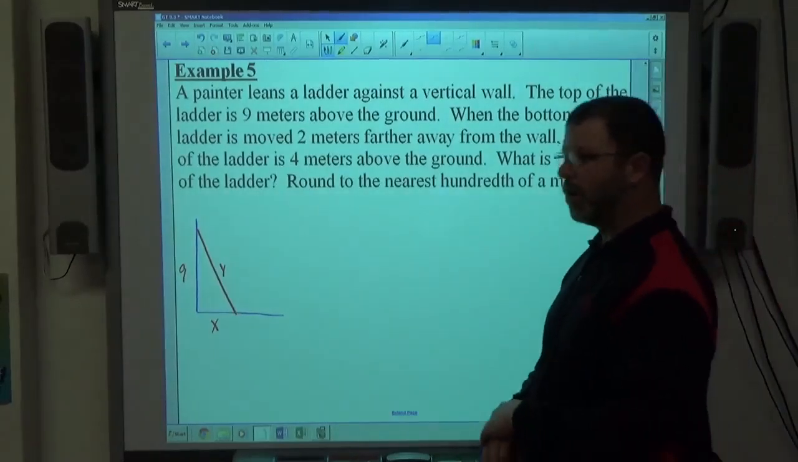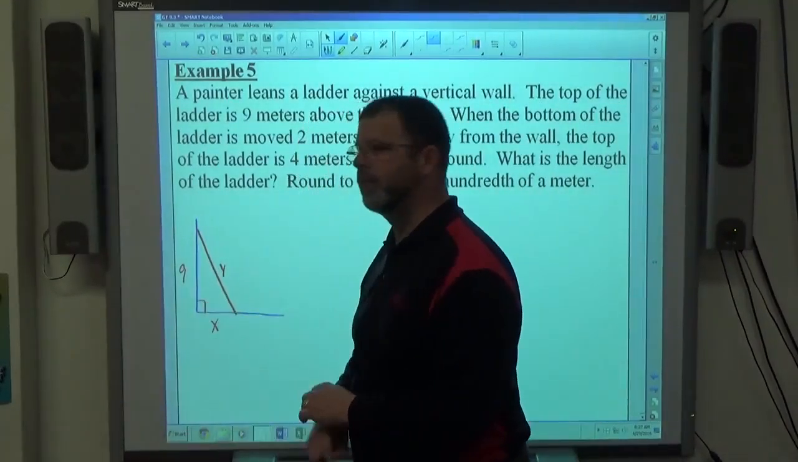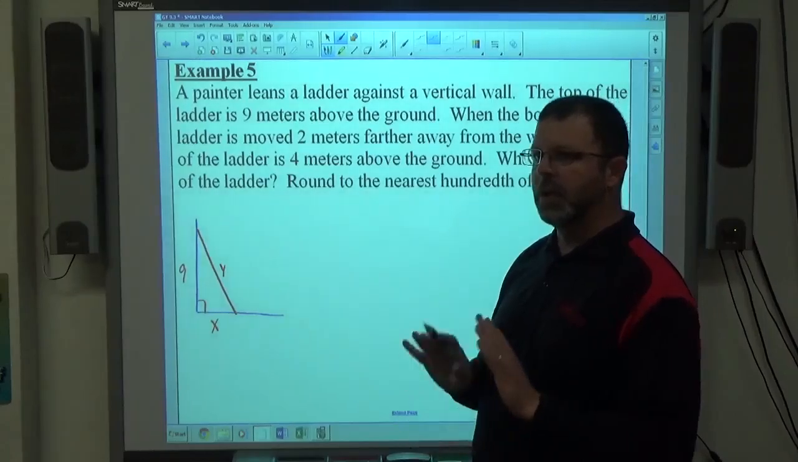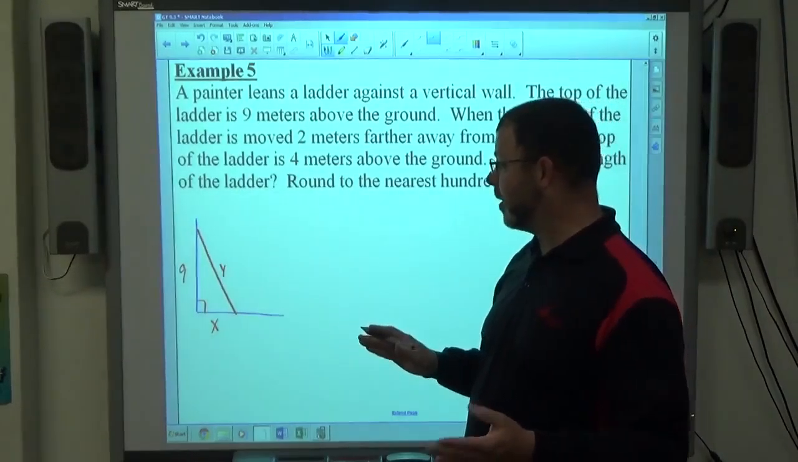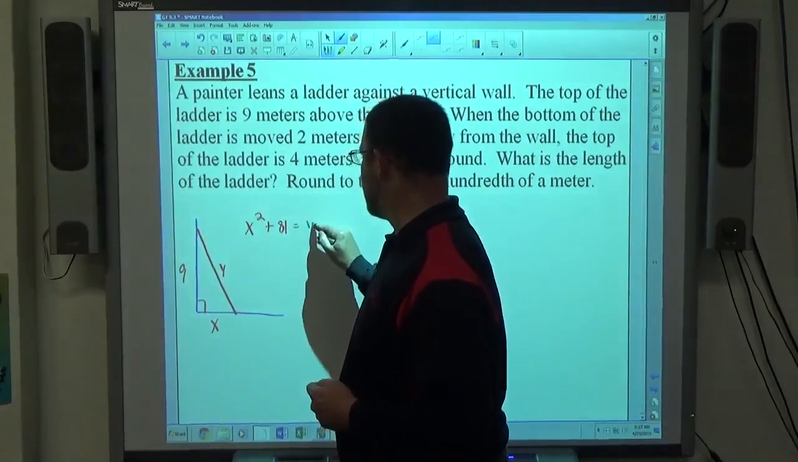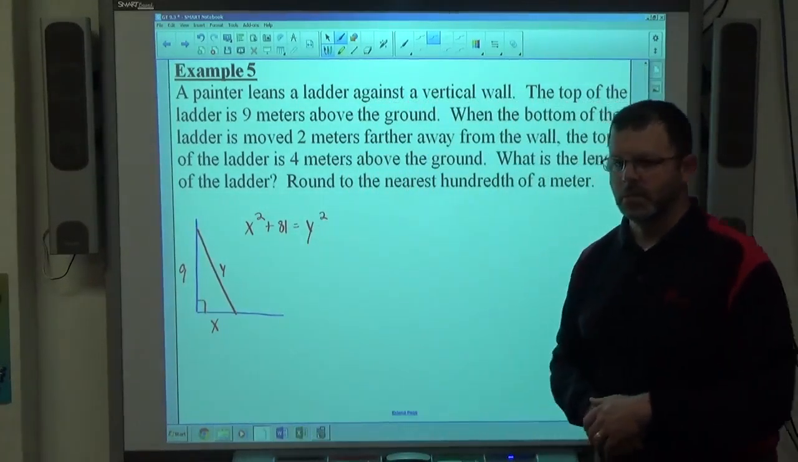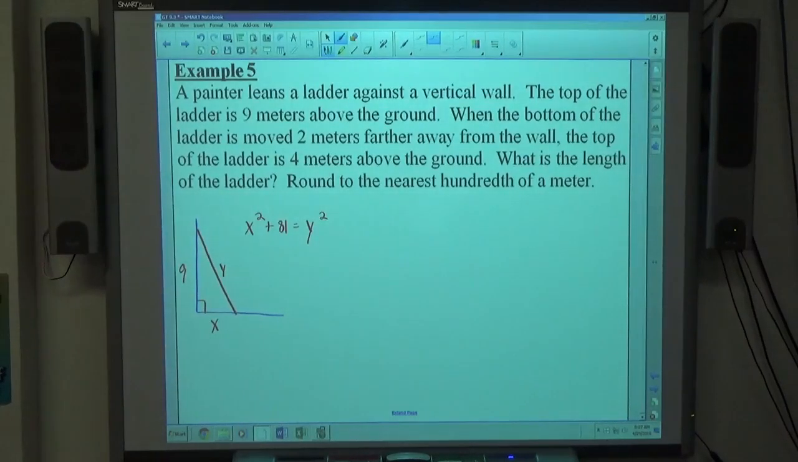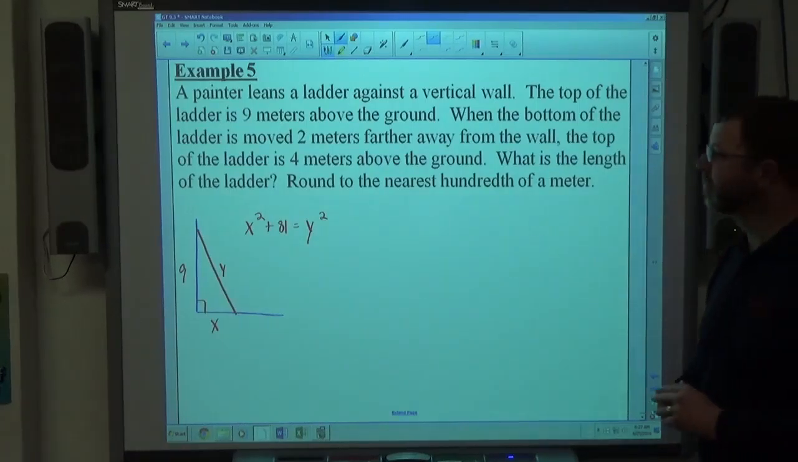But it is a vertical wall, which implies that it's at a right angle to the floor. So the initial setup here by the Pythagorean theorem tells me that x squared plus 81 is equal to y squared. Just using basic properties of math here to create some equation relating to things we don't know, how far the ladder is away from the wall and how long the ladder is.